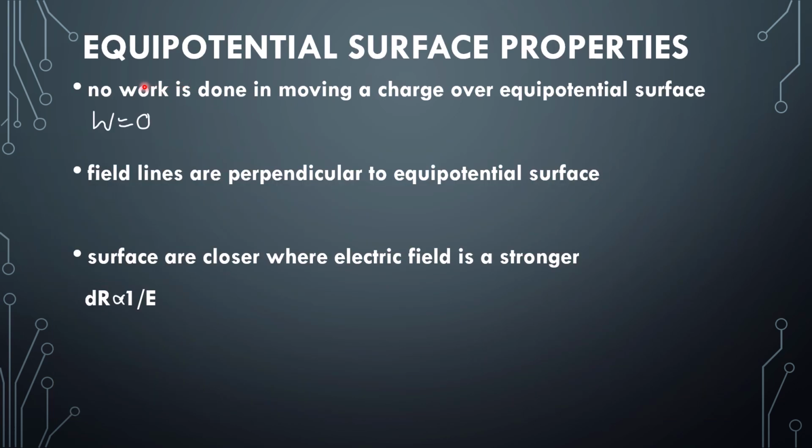The topic is equipotential surface properties. No work is done in moving a charge over an equipotential surface, that is W is equal to 0. The second one is field lines are perpendicular to the equipotential surface, and the surfaces are closer where the electric field is stronger, that is, the separation is inversely proportional to E.